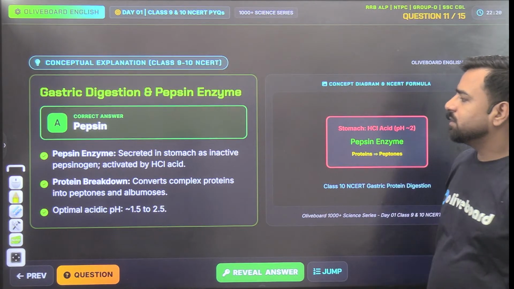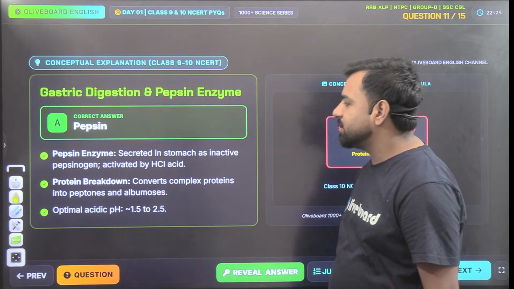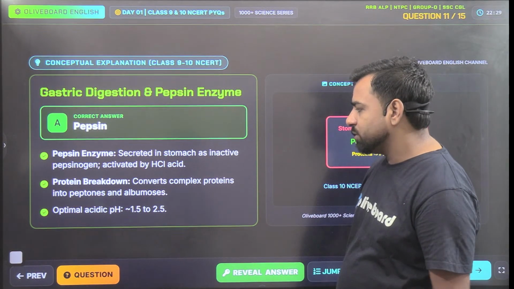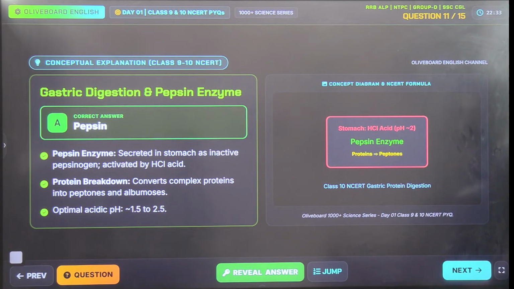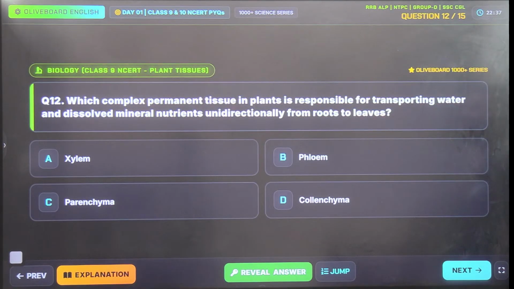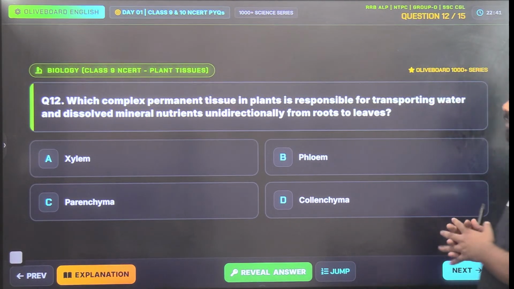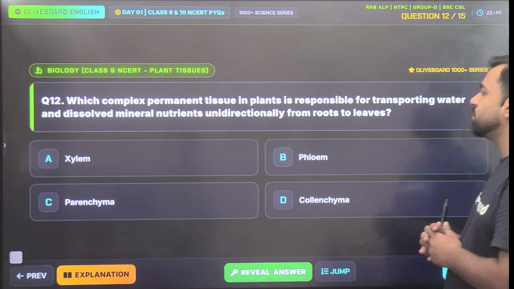Pepsin is secreted in the stomach as inactive pepsinogen. It's activated by HCl. It converts complex proteins into peptones and albumoses. Optimal acidic pH value is from 1.5 to 2.5. So pepsin enzyme, proteins to peptones. Next. Which complex permanent tissue in plants is responsible for the transportation of water and dissolved minerals, nutrients unidirectionally from roots to the leaves?